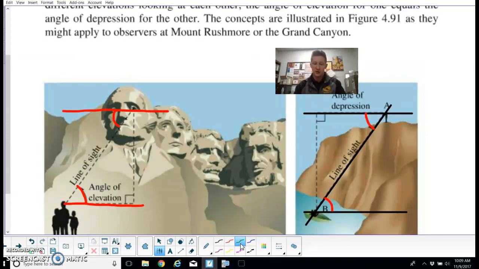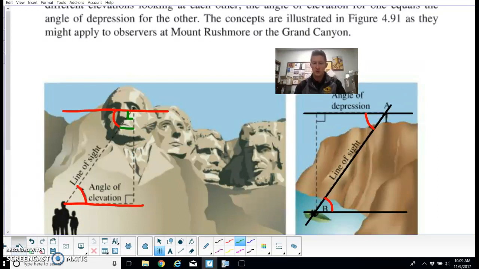The other thing to note is that if I'm George Washington looking down, I've got this angle of depression, and then if I add in the rest of this angle, those would add up to 90 degrees, so those would be complementary angles. We'll use that idea in our first example here.